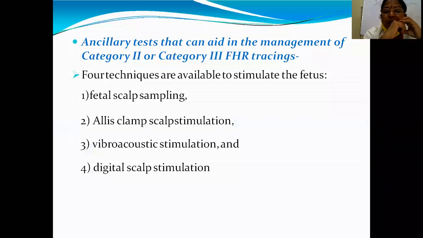What tests can we do when there is a non-reassuring or abnormal category 2 or category 3 FHR finding? We can go for further testing: fetal scalp sampling, stimulation of the fetal scalp directly with Allis forceps, vibroacoustic stimulation, and then digital scalp stimulation. All these things, and again record.